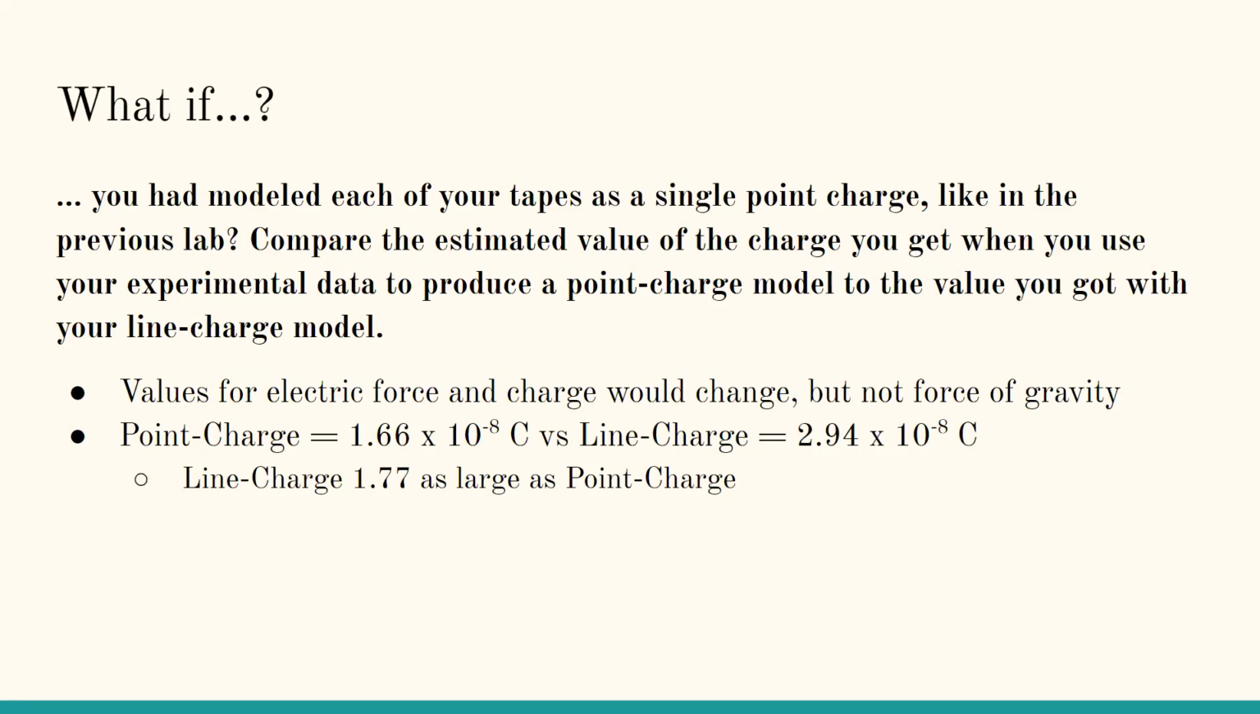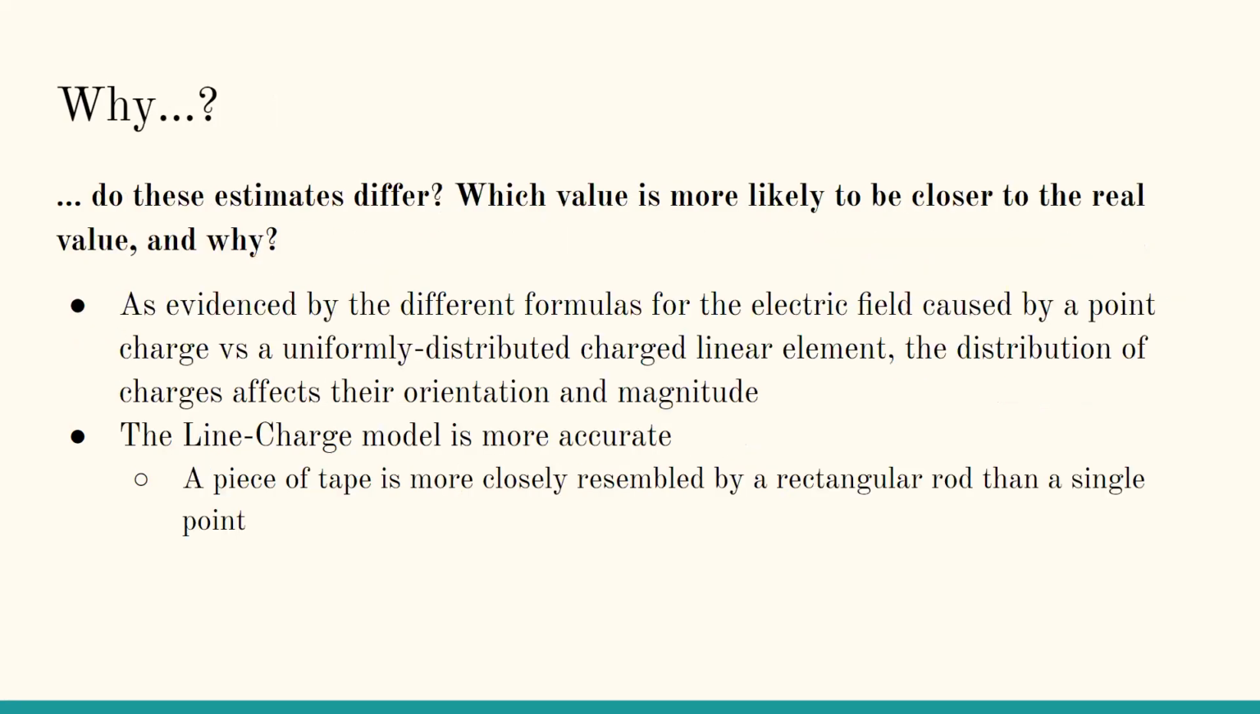So what if we had modeled each of these tapes as a single point charge like in lab 1? Then the values for the electric force and the charge would change, but the force of gravity would be the same because the mass would not change. Comparing these values, for the point charge we got 1.66 times 10 to the negative 8th coulombs, while the line charge was 2.94 times 10 to the negative 8th. So the line charge was 1.77 times as large as the point charge.